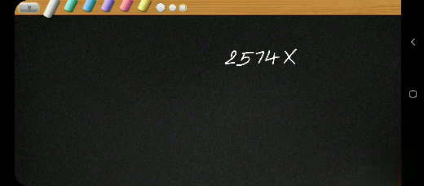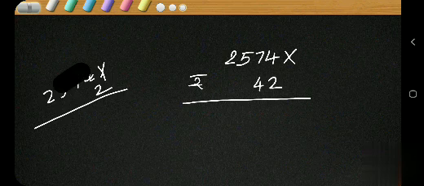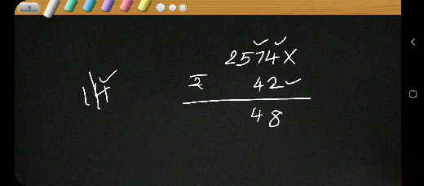2574 into rupees 42. Okay, let's try to multiply. First we have to multiply what? Yes, 2574 into 2, isn't it? So let's try to multiply this. For this, first we have to multiply 4 into 2. 2 4s are 8. Okay. Then 2 7s are 14. Can we write 14 as such? No, 4 here and 1 has to be written in the working column, isn't it?